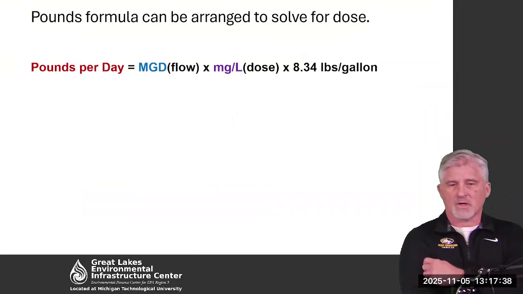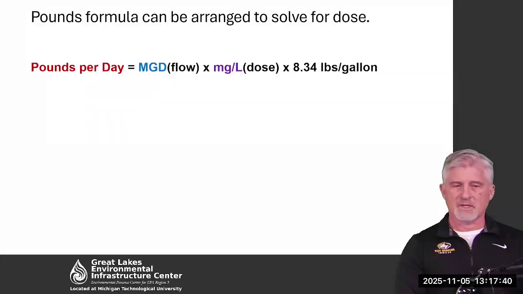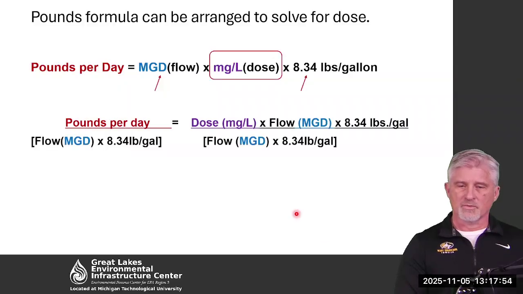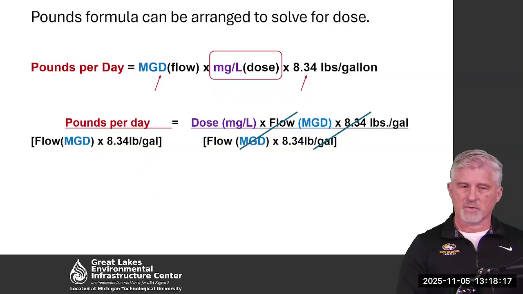So the pounds formula can also be rearranged. I think we did a little bit of this yesterday where we moved our formula around. If we decide we want to determine the dose, we can do that. In essence, we divide both sides of the equation by the million gallons a day and the 8.34 pounds per gallon. What we'll see is we're going to cancel the flow and the weight of water per gallon out. And then it's going to give us a formula that has dose equal to the pounds per day divided by the flow times 8.34.